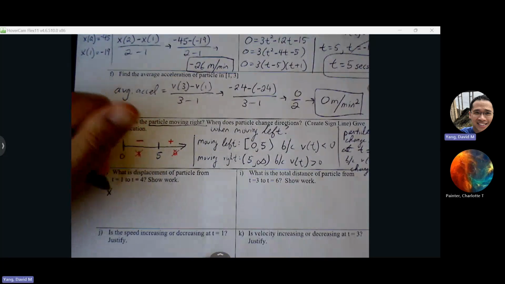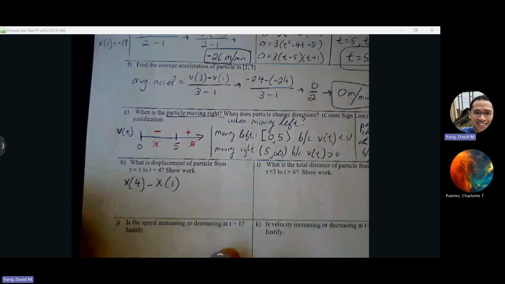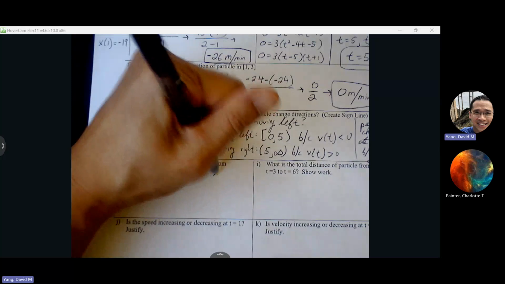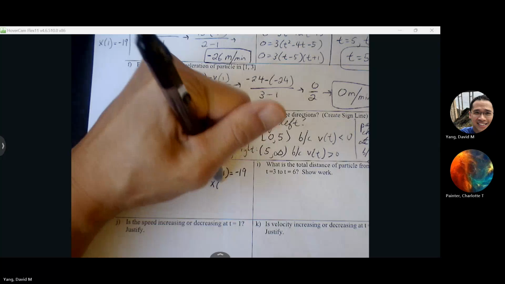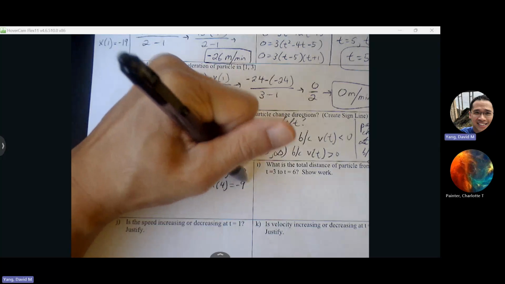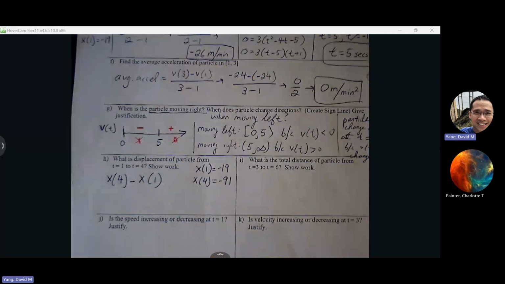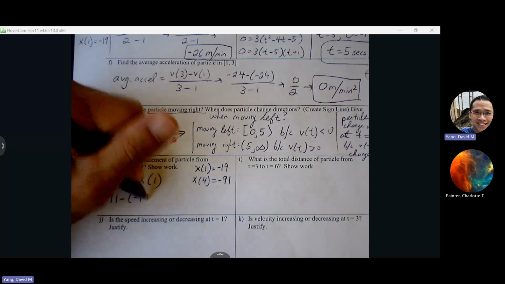So it's just x of 4 minus x of 1. And if you get a negative number, keep it. You're not going to make any changes. It's okay to get a negative number if that's what happens. So again, sorry for these large numbers. You're going to get easier numbers to use without a calculator. If I plug 1 into the position, I'll get negative 19. If I plug 4 into the position function, I'll get negative 91. Careful with your negatives. Keep track of them.